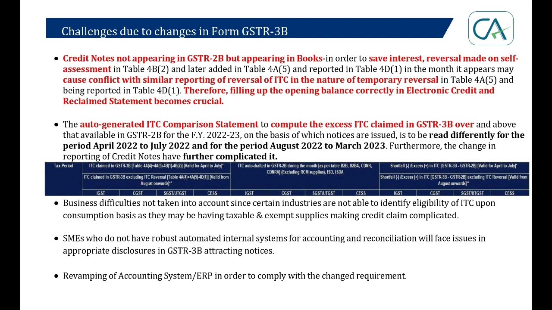So in this case, more often than not, we will have a negative figure, which is good for us. Negative figure means our amount of ITC claimed in GSTR-3B will be less. GSTR-2B has an ineligible portion also. The difference will be negative.